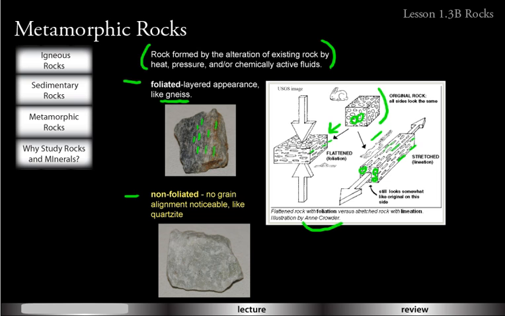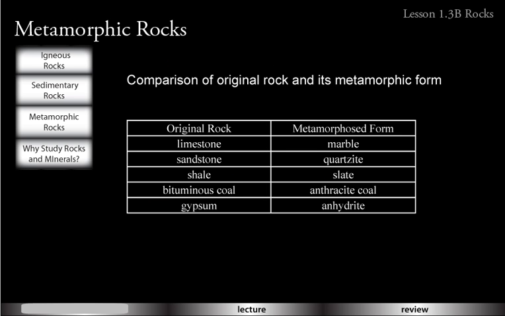It's pretty clear, that foliation. But here in this quartzite, there's no pattern there. So remember we said metamorphic rocks are formed from pre-existing rocks. Sometimes those are sedimentary rocks, sometimes igneous rocks, sometimes metamorphic rocks that are altered again.